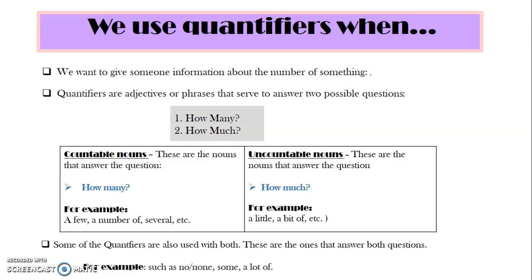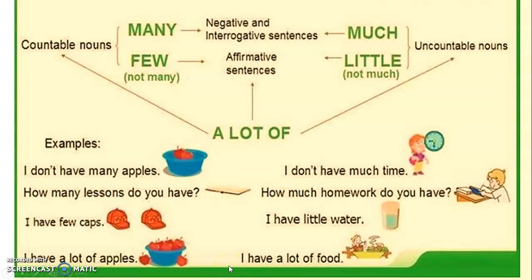We use quantifiers when we want to give some information about the numbers of something. Quantifiers are adjectives or phrases that serve to answer possible questions: how many or how much. Countable nouns answer the question how many, and uncountable nouns answer the question how much. Some quantifiers are also used with both. These are the ones that answer both questions. For example, such as no, some, a lot.